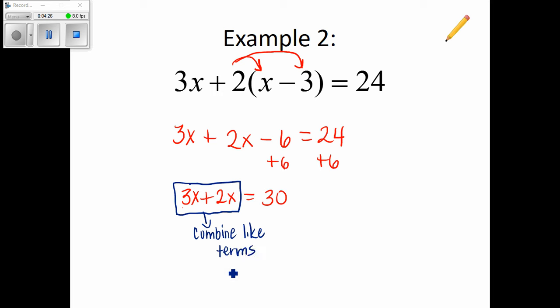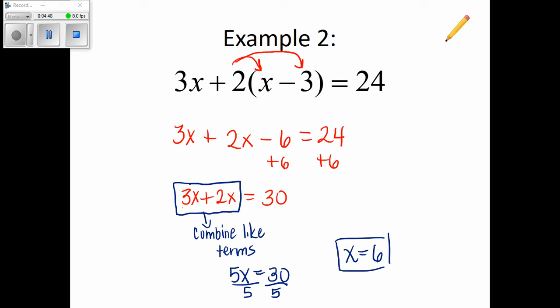Okay, so 3x and 2x would be 5x equals 30. Divide both sides by 5. Because I'm crossing the equal sign, I do inverse operation. The solution to this problem would be x equals 6. There is one solution that makes this equation true.